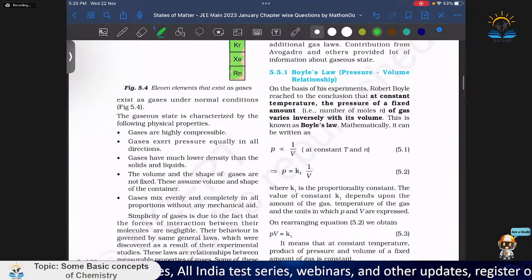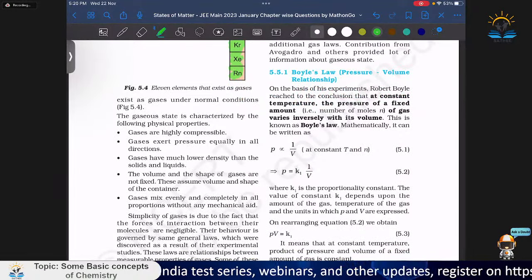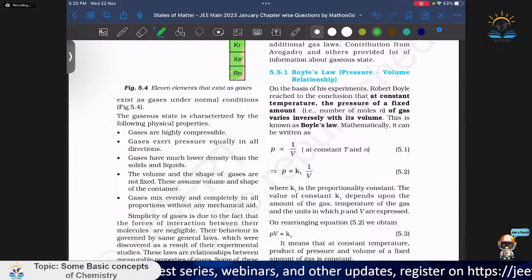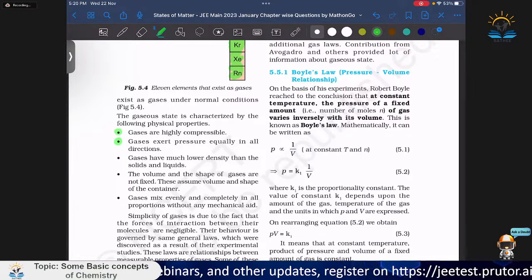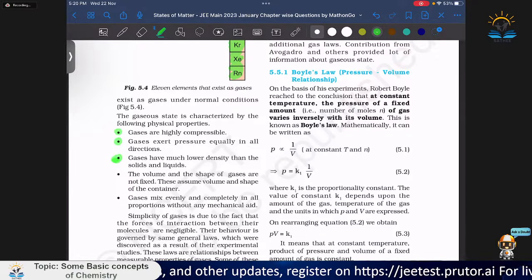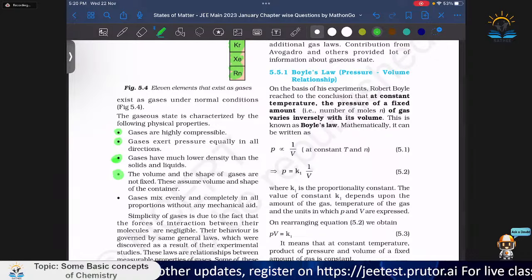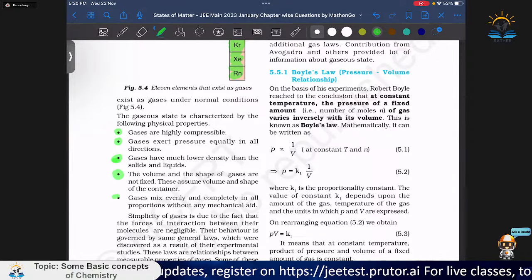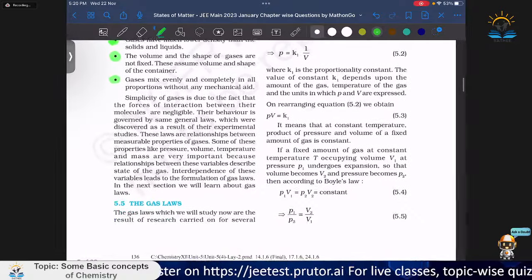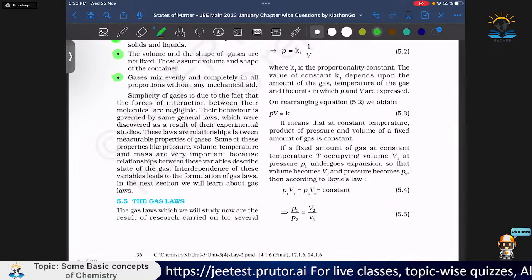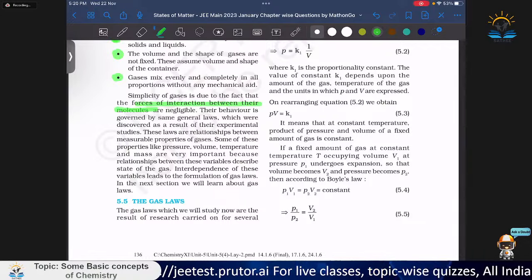Now we have some physical properties of gases. They are highly compressible. They exert pressure equally in all directions. They have lower density than solids and liquids. Volume and shape are not fixed. They can mix evenly and completely in all proportions without any mechanical aid. Forces of interaction between their molecules are negligible.